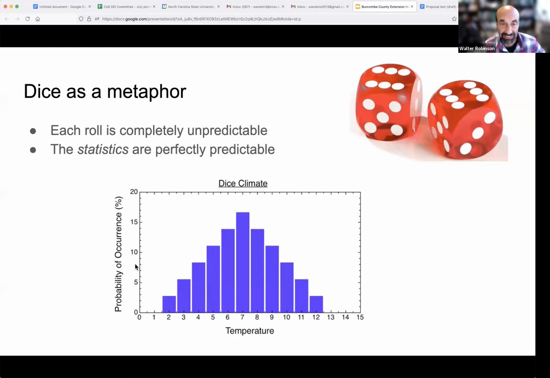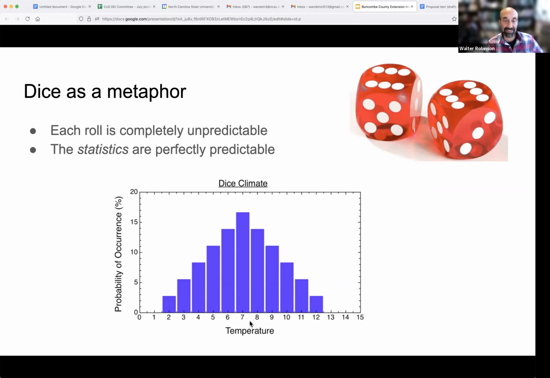I like this metaphor. Think of dice. So there's a pair of dice. If the dice are honest, each roll of the dice is completely unpredictable. You don't know what you're going to get when you roll the dice. But on the other hand, the statistics of rolling the dice a bunch of times are perfectly predictable. This is sort of a freshman or even a high school probability question.